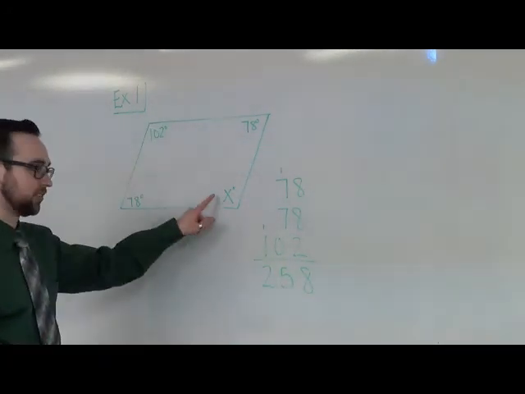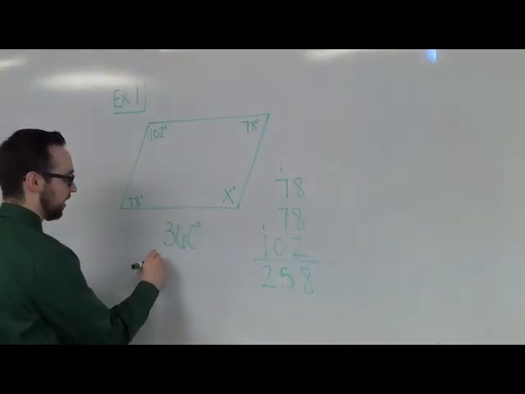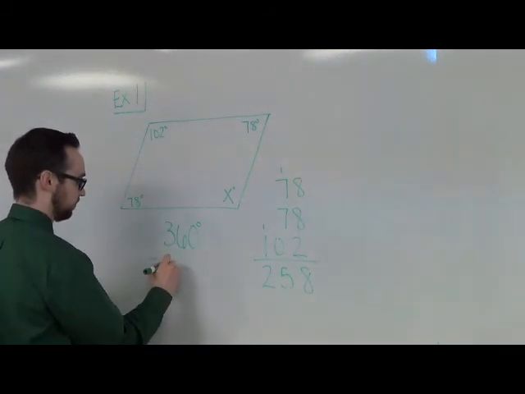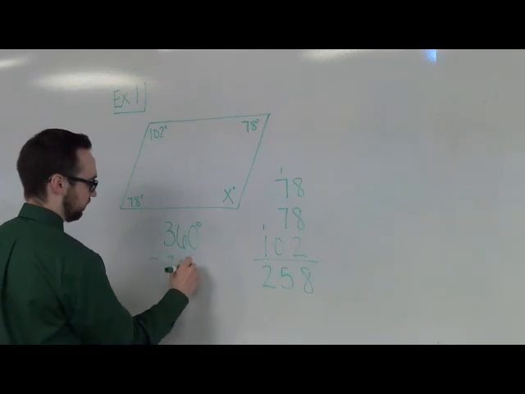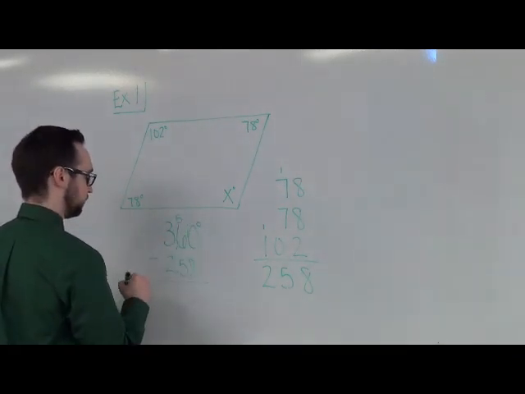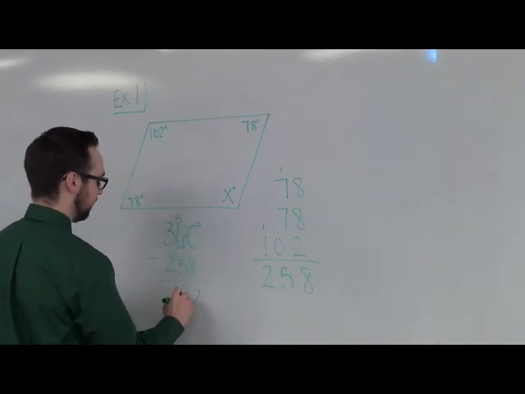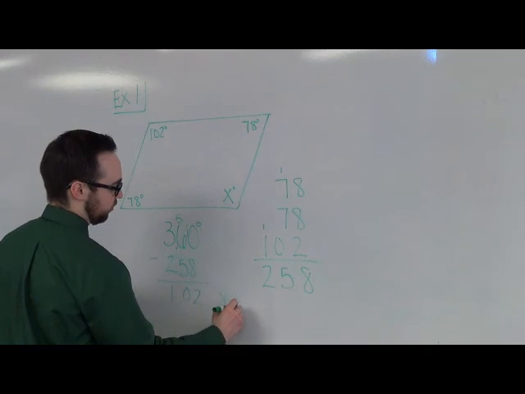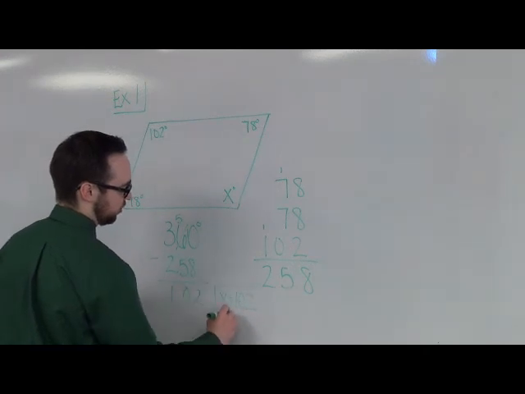Well, how do I find what's left? We're going to subtract that from 360. Oops, wrong number. So we're going to borrow. We get 2, we get 0, and we get 1. So x is equal to 102 degrees.